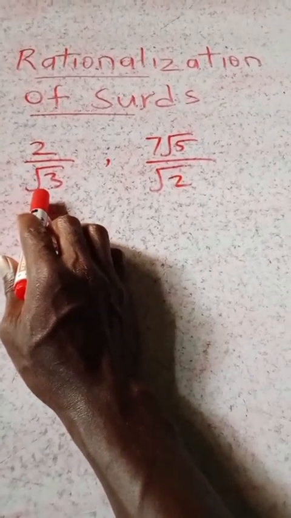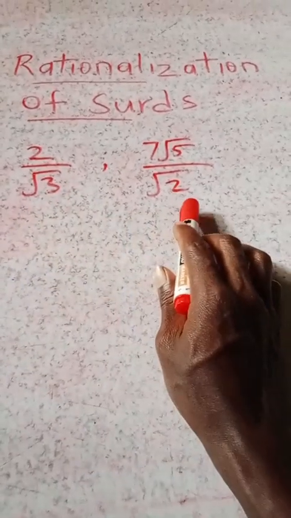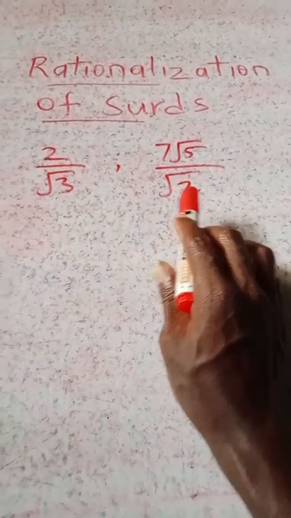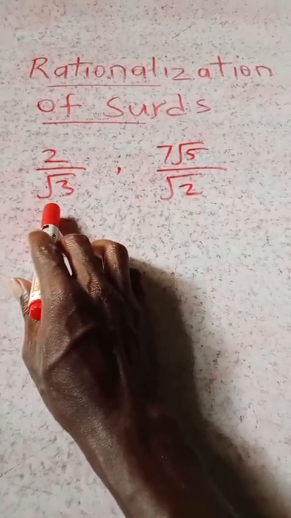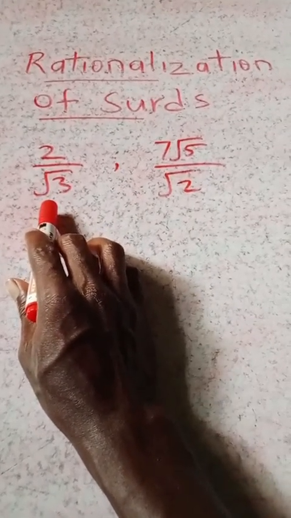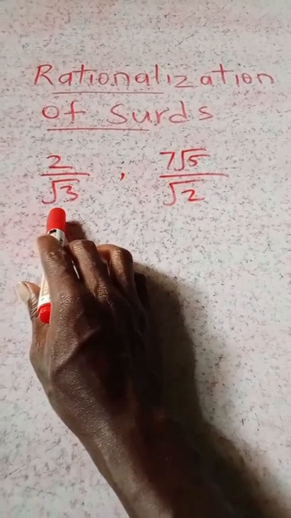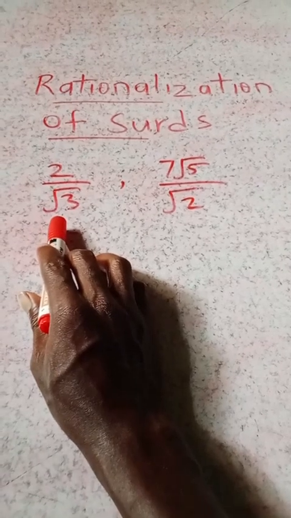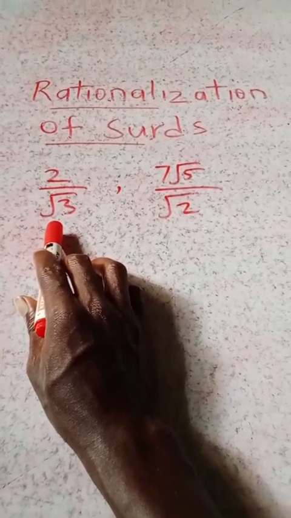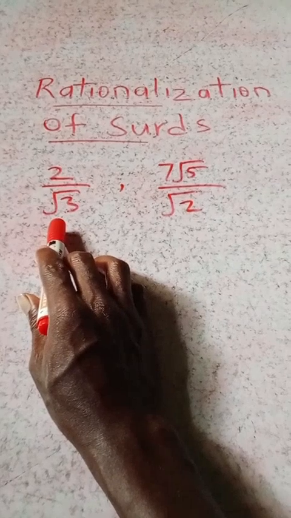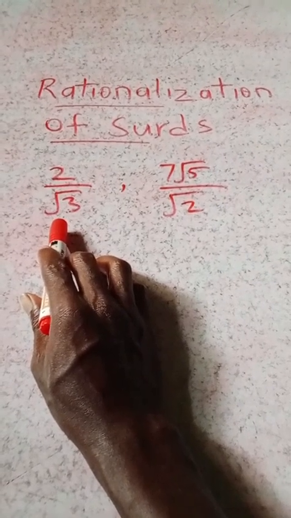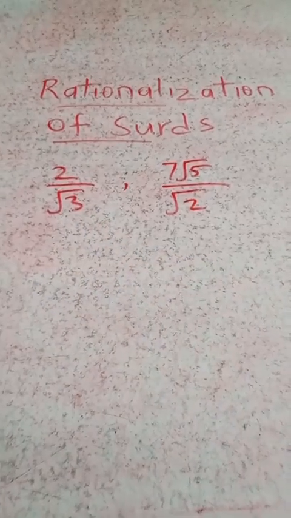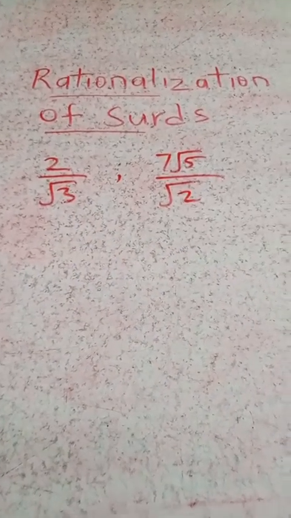Now, whenever surds or roots are expressed as a fraction, and the denominator of the fraction is a root, like this one has root, this one also has root, they are the denominators, then rationalization will take place. That is the only reason we will rationalize. So what is rationalization?